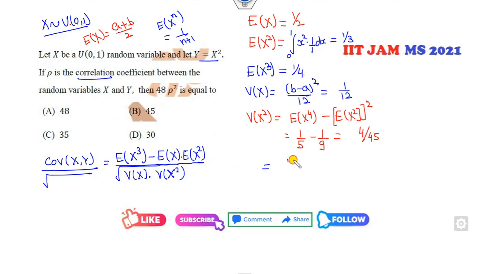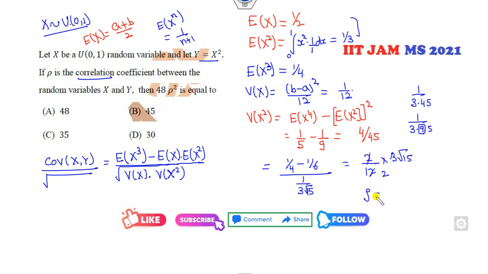E of x cube is 1 by 4 minus E of x times E of x square, which is 1 over 6, divided by the square root of variance of x, which is 1 over 12, and variance of x square, which is 4 over 45. So it is 1 over 3 into 45. So I can write it as 3, 9 into 5. So this value will be 1 over 3 root 5. Fine. So 12 is the LCM. It is 3 minus 1, 2, 3 by root 5. So it is 6. It is 2. So rho is root 15 divided by 2.